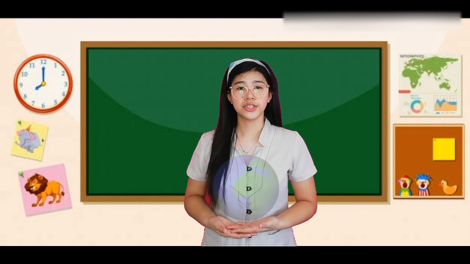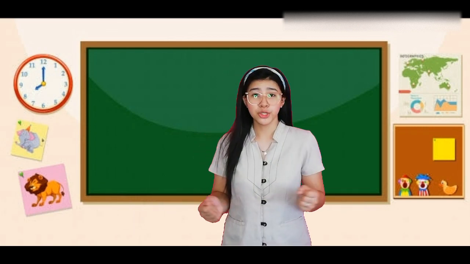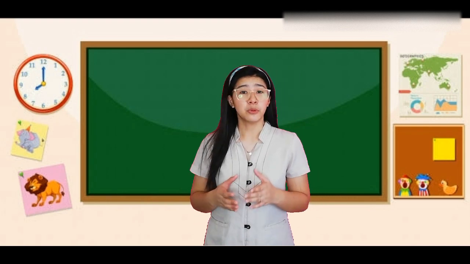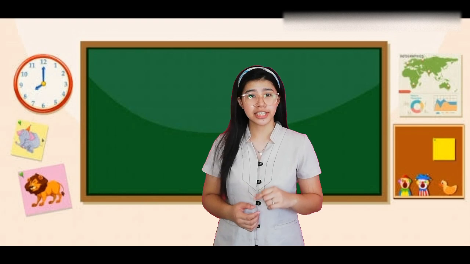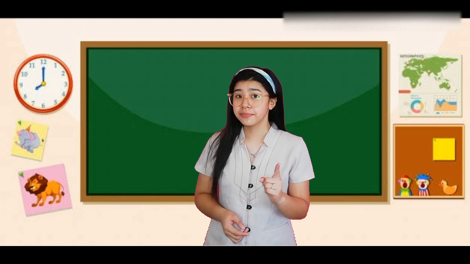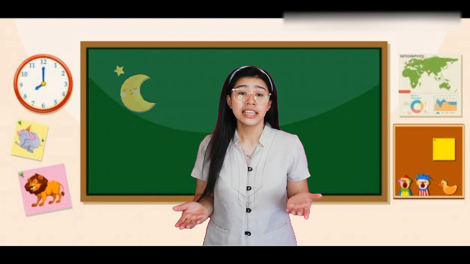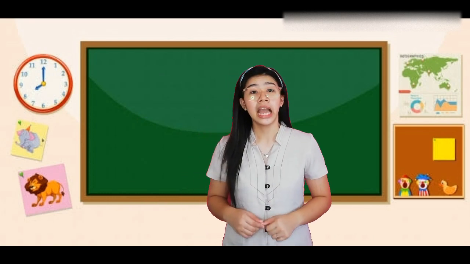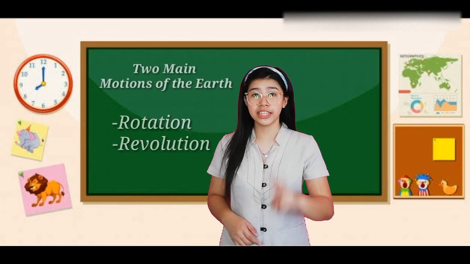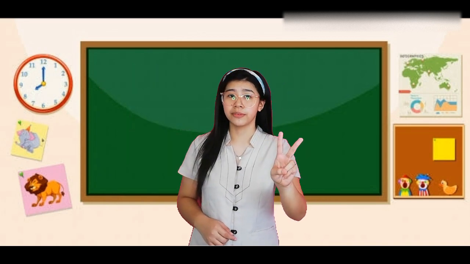The motions of the earth: rotation and revolution. Motions or movements. Motions of the earth is the movement of the planet earth which affects several phenomena such as number of days in a year, day and night, seasons, climate, etc. Motions of the earth can be classified into two, namely rotation and revolution.